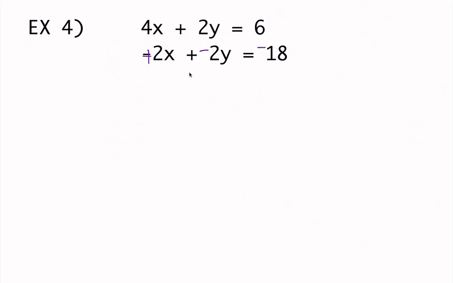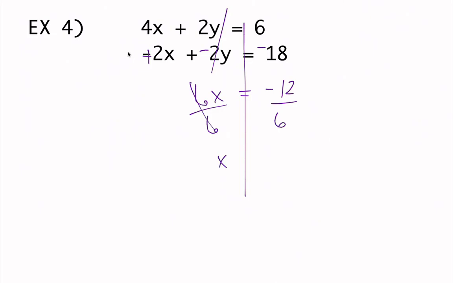A positive 2y and a negative 2y cancel. So everything else I add up. A 4x and a positive 2x is going to give me a 6x. 8 and a negative 18, add those together to give me a negative 12. Divide both sides by 6 to give me x is equal to negative 2.